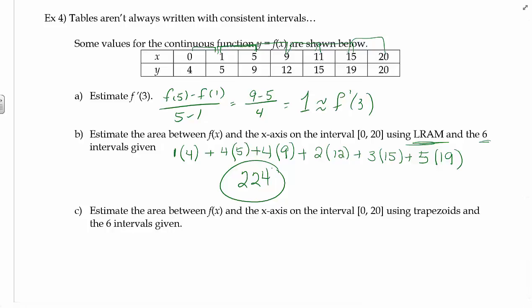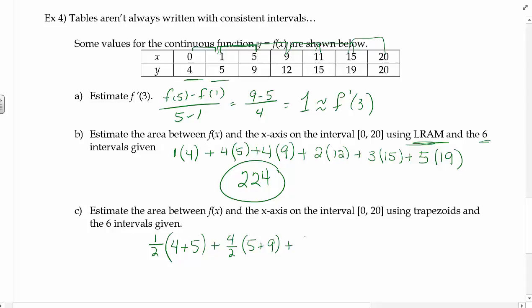So if I then wanted to use the same idea and do trapezoids, again, I can't just do one big lead coefficient and then a sum. I can do different ones. So I can say, well, my first interval, my first height is technically 1. So h over 2 times b1 plus b2 is 4 plus 5. And then my next height is 4 over 2 times 5 plus 9. And then I have another 4 over 2, 9 plus 12.